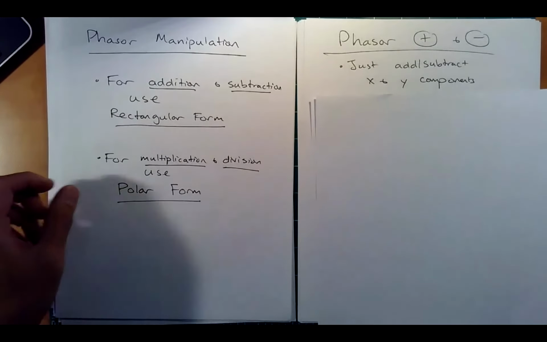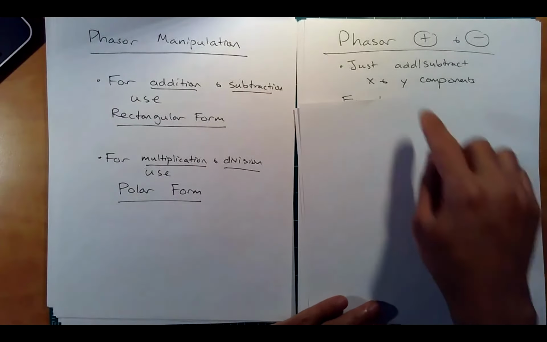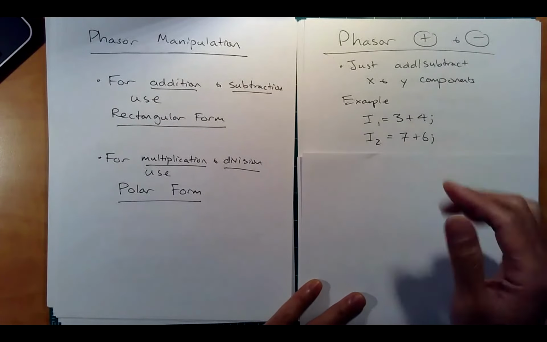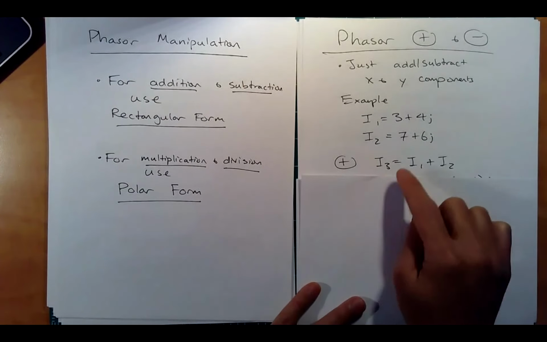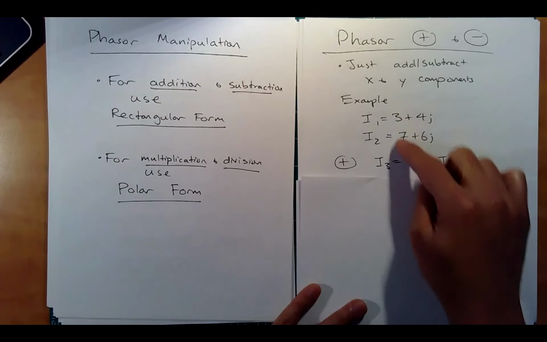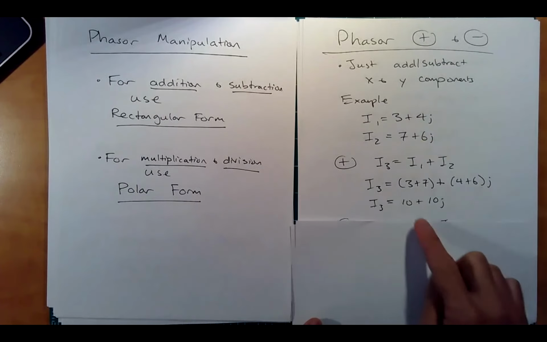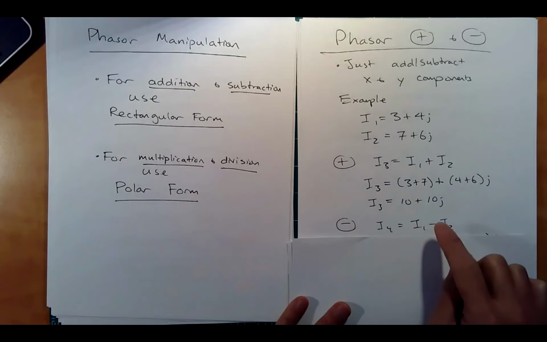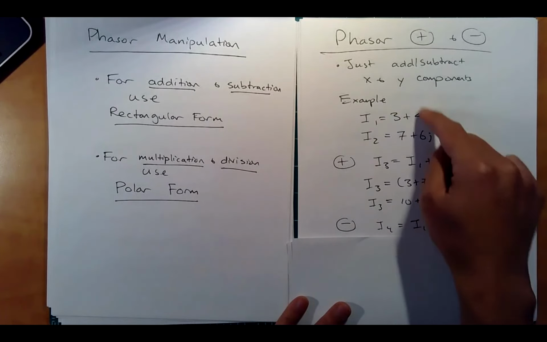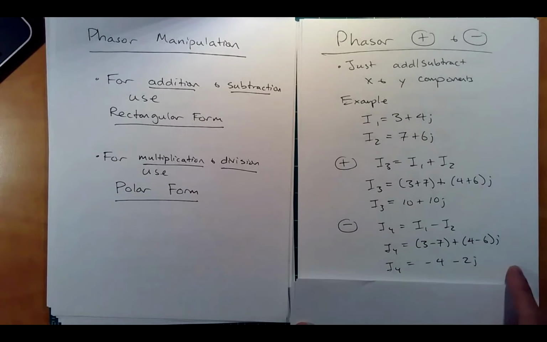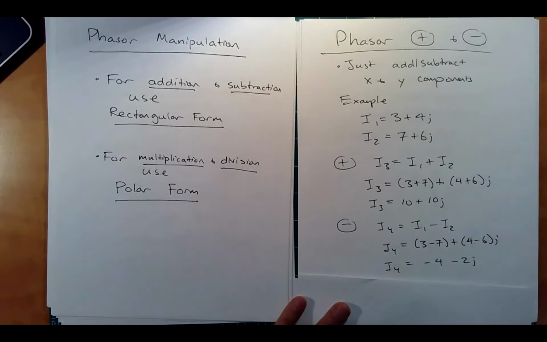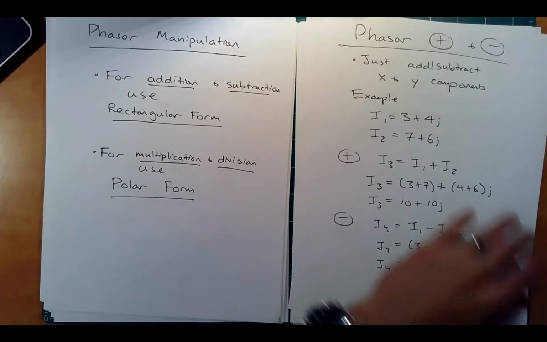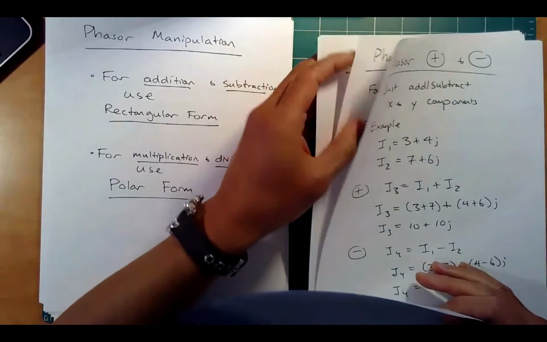So what are the rules? Like I said, for rectangular form, you just add and subtract the components. If you have I1 and I2 like this and you want to add or subtract, easy. Let's say we want I3, which is just I1 plus I2. That's straightforward: 3 plus 7, 4 plus 6, I get 10 plus 10j. No problem. I4, let's say I1 minus I2: 3 minus 7, 4 minus 6, all in their components. Easy, negative 4 minus 2j.